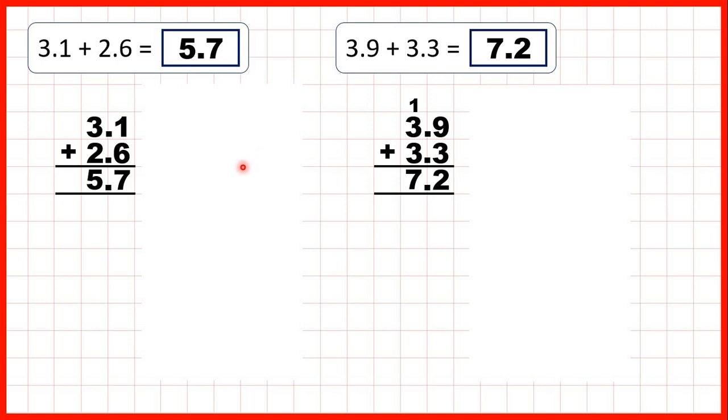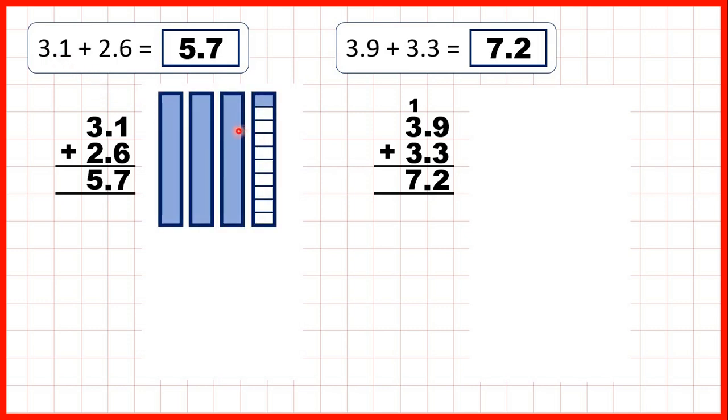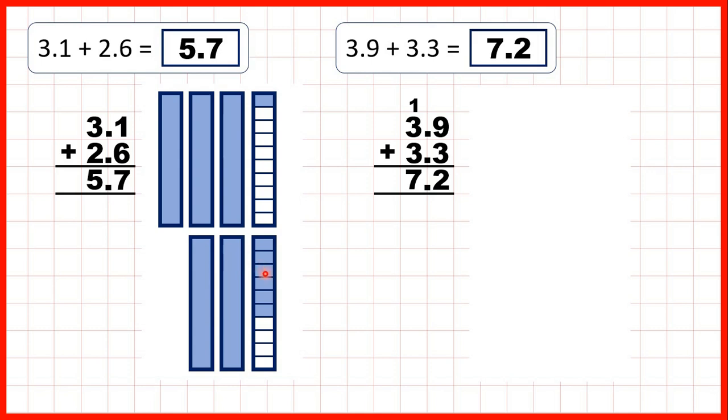So to show what we did, first we had 3.1, so that's 3 wholes and 1/10, and we were adding 2.6, so that's 2 wholes and 6/10. We started by adding our tenths, and if we put our tenths together, you can see that we now have 7/10, and this fraction bar is now empty, so we can ignore it.